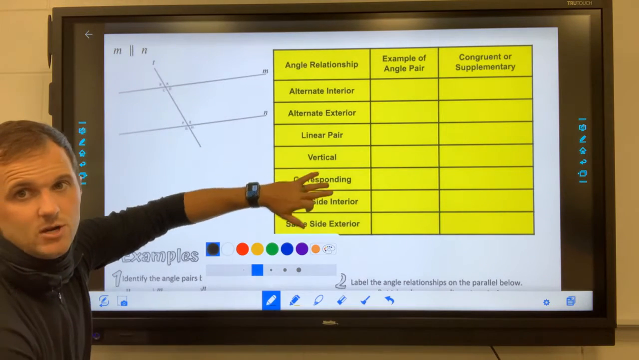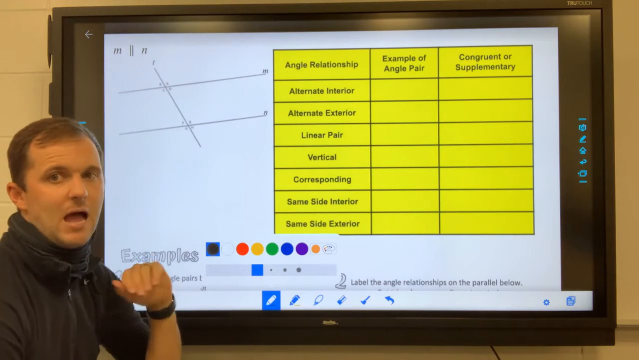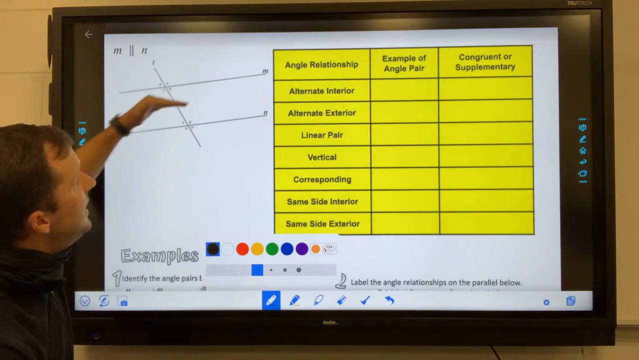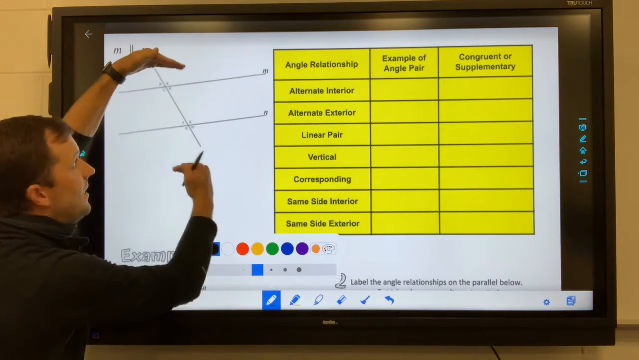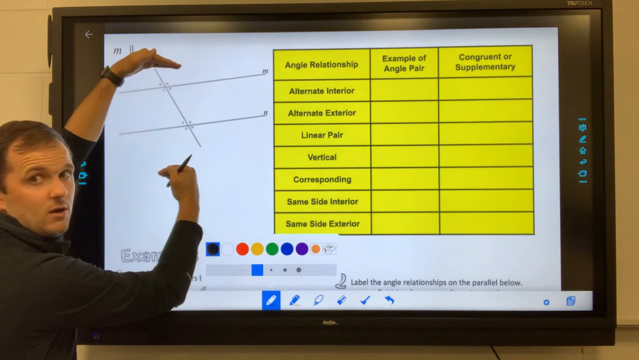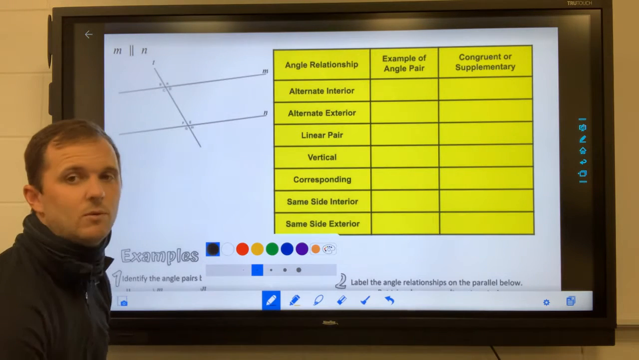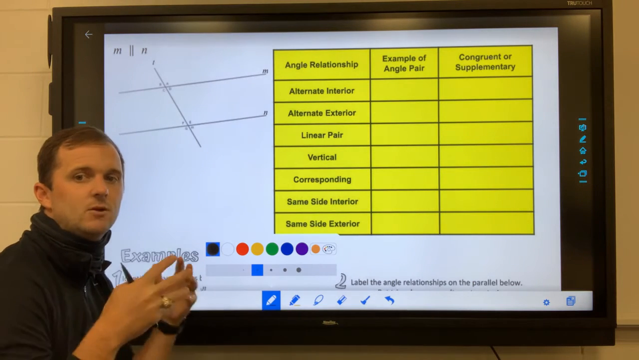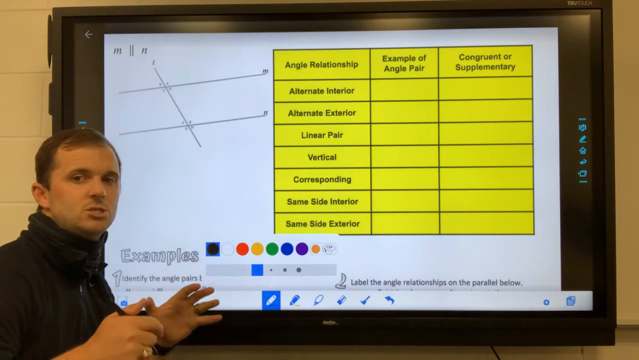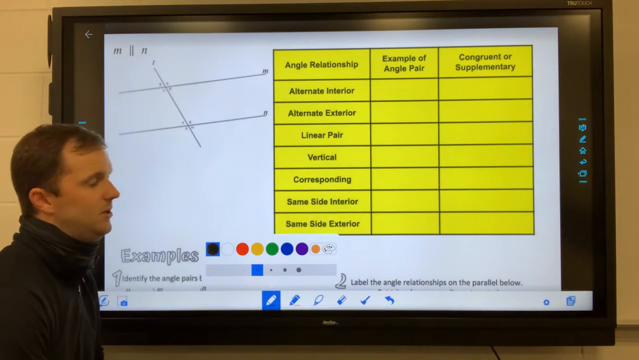Interior and exterior pertain to the parallel lines. I have M and N, and all of the angles on the outside of those are exterior, and all the angles on the inside are interior. I'm going to combine those, and they're going to end up being a relationship that will help me solve some problems in the future.